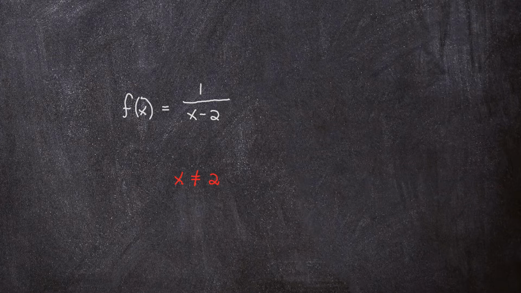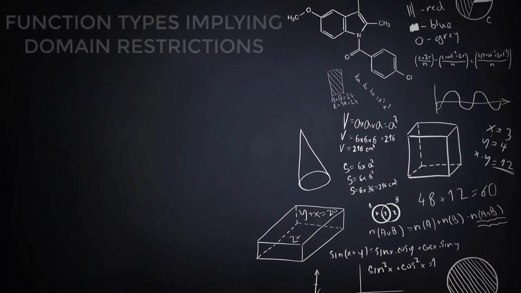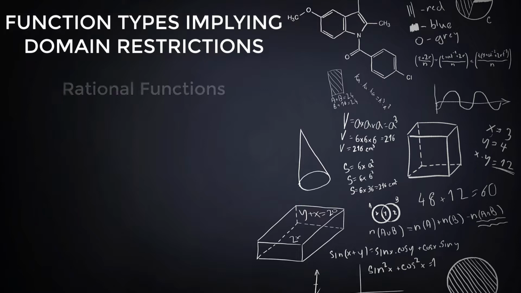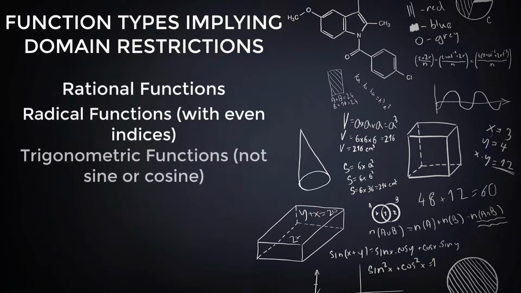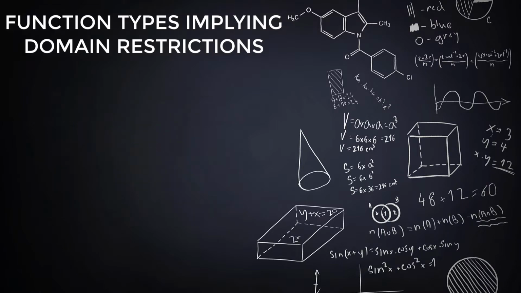X cannot be 2. The function types that imply domain restrictions are rational functions, many radical functions, non-sinusoidal trigonometric functions, and logarithmic functions. This list is not exhaustive, but covers most common examples. The rest of this video will focus on functions with implicitly restricted domains.